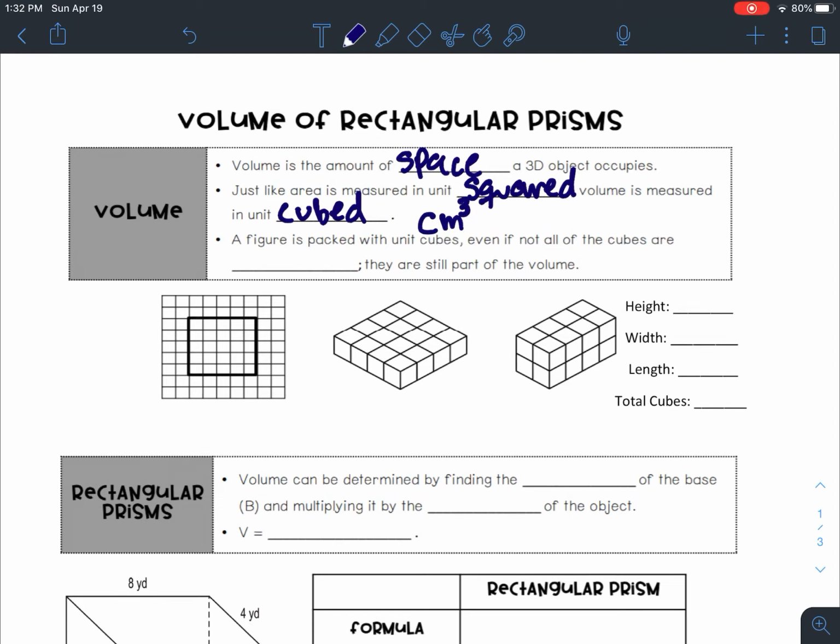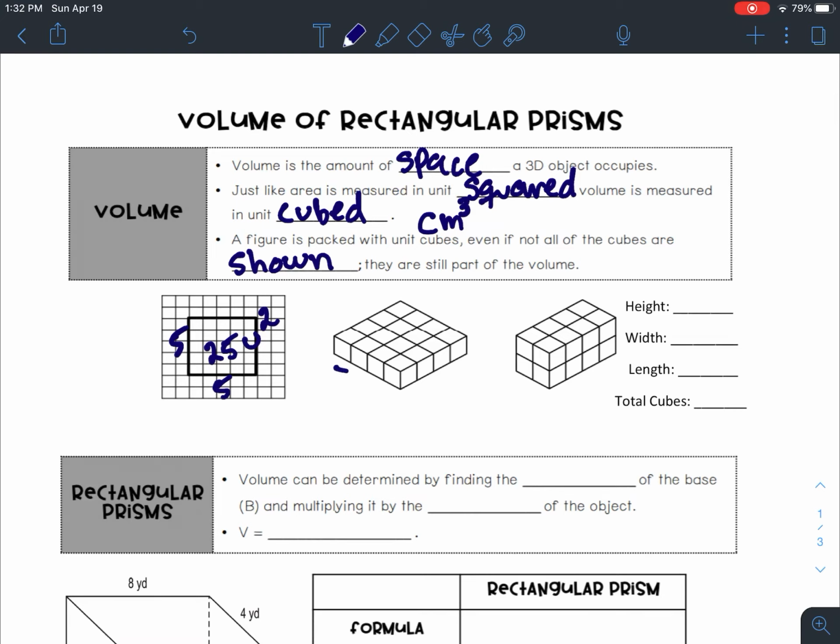A figure is packed with unit cubes, even if not all the cubes are shown. They are still part of the volume. In my first example, I have a 2D shape. I have a 5 by 5 square. This gives me 25 units squared. So a 3D object actually gives it that height portion.